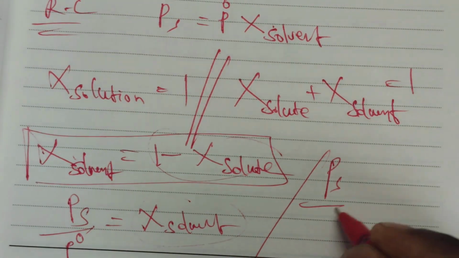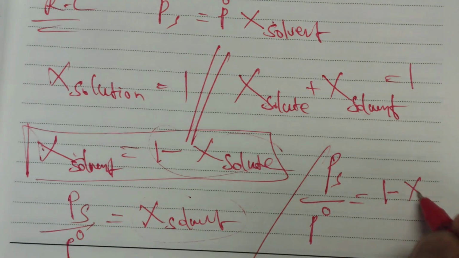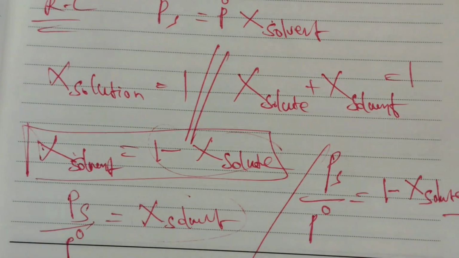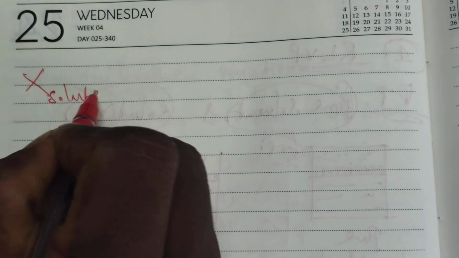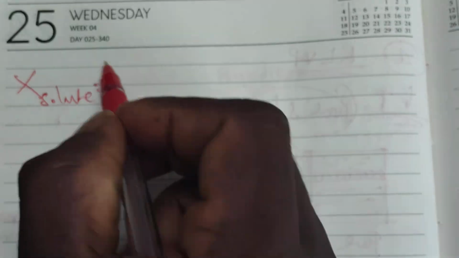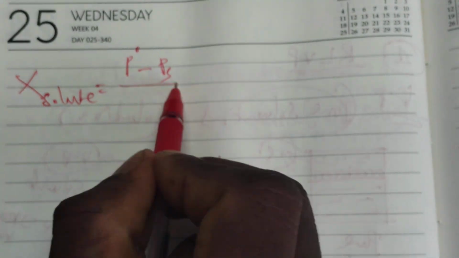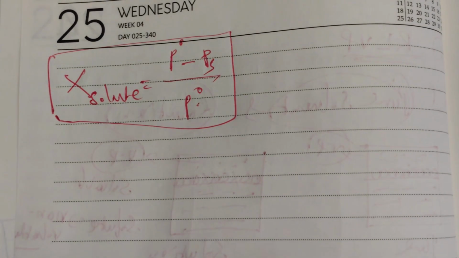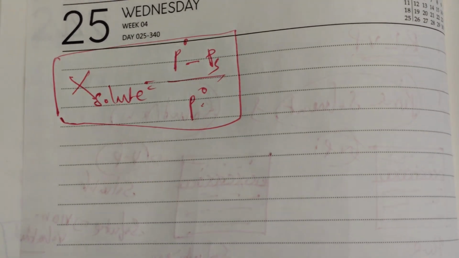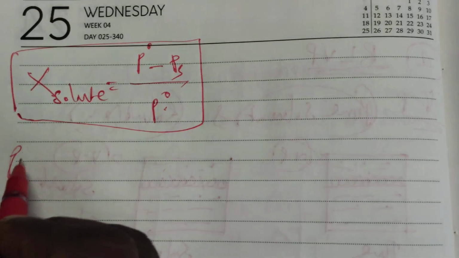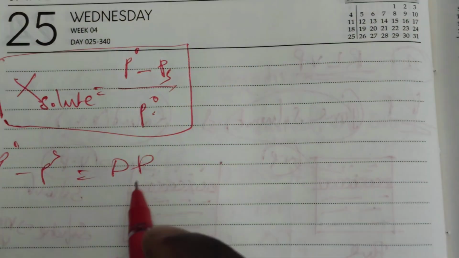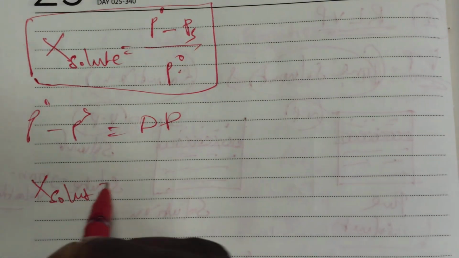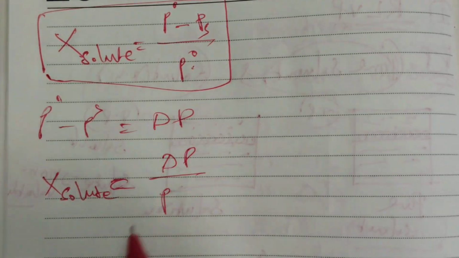What happens? P of S divided by P naught is equal to 1 minus the mole fraction of the solute. So we need the mole fraction of the solute. The mole fraction of the solute is equal to P naught minus P of S divided by P naught. This formula is the most important for the relative lowering of vapor pressure. Now, P naught minus P of S is equal to delta P. Therefore, X of solute is equal to delta P divided by P naught.